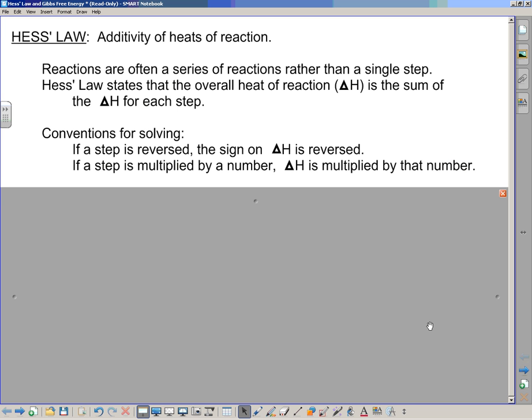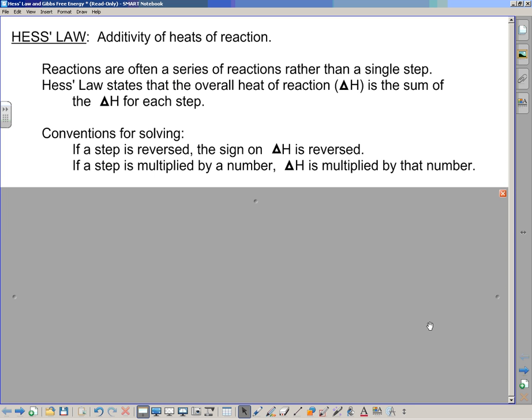All right, so we're going to start off with today's lecture on Hess's law. Hess's law involves a specific type of chemical reaction, where certain reactions take multiple steps to get to the final end equation that we need to get to. Not all reactions occur in just one step.